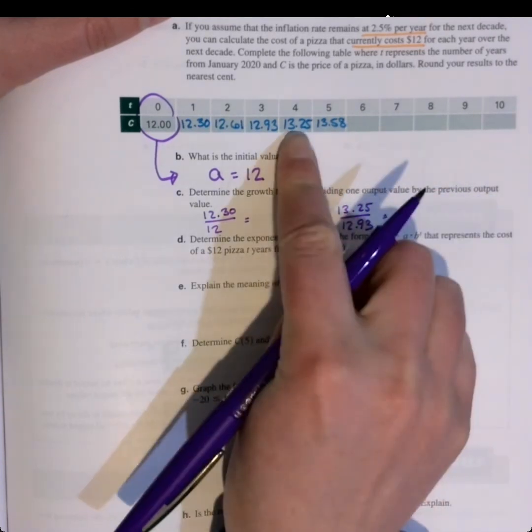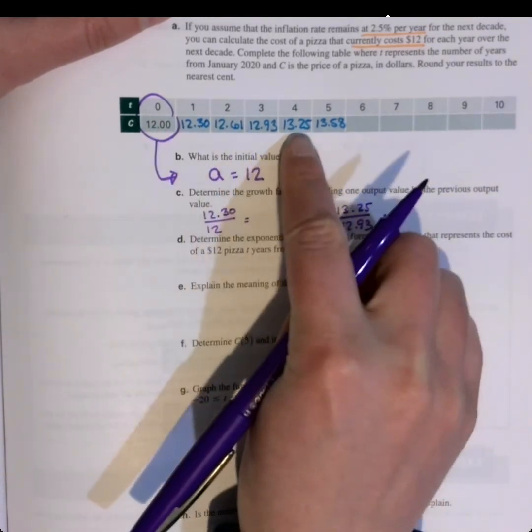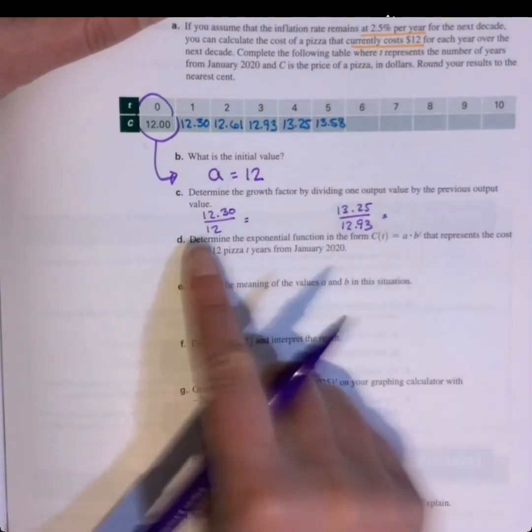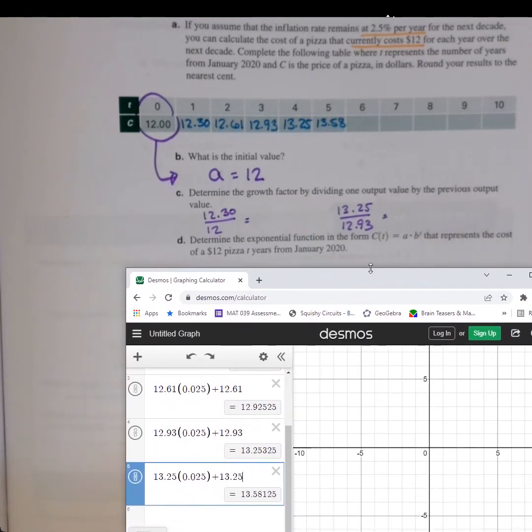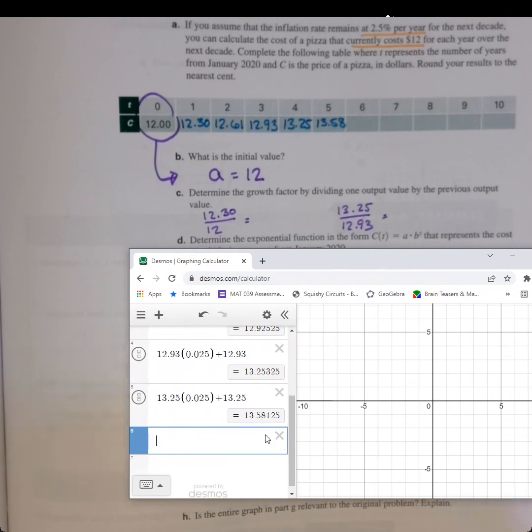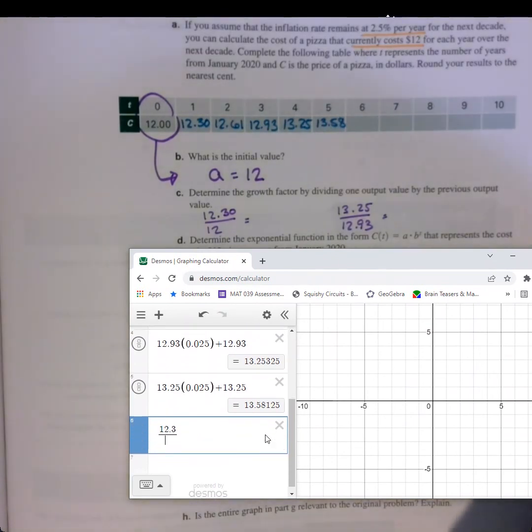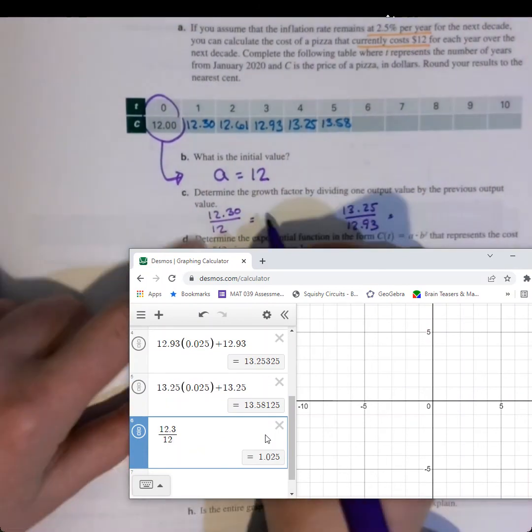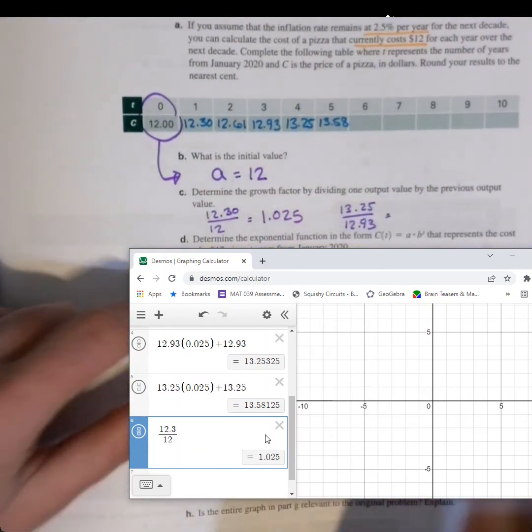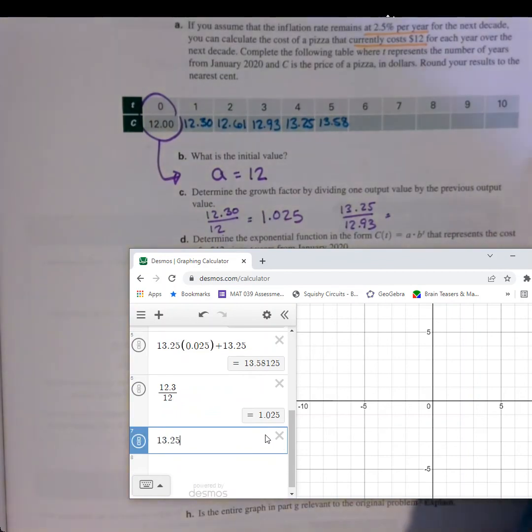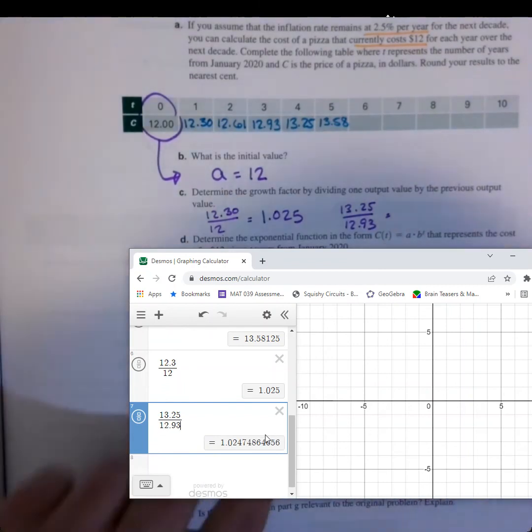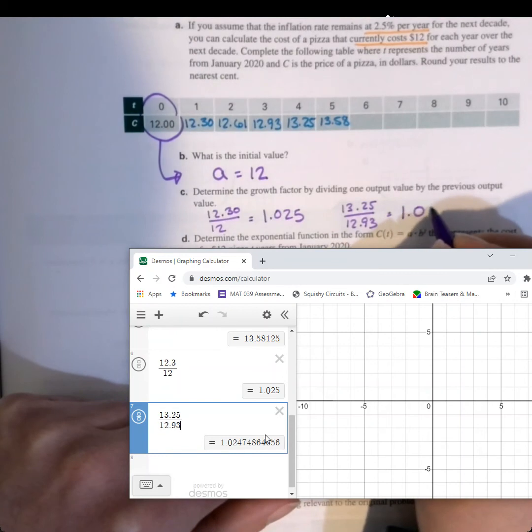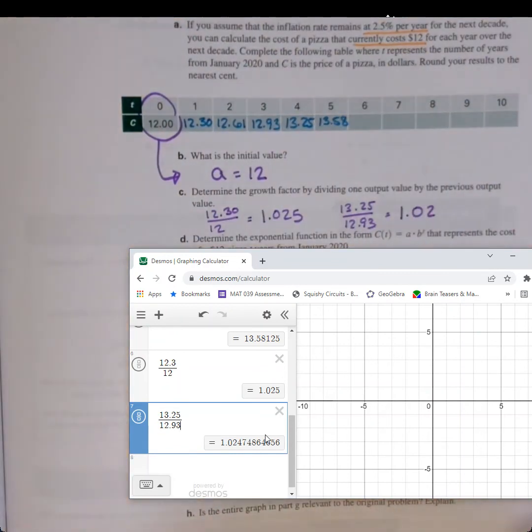So it's just a y2 divided by a y1 wherever we're at. We're dividing the second y by the first y in consecutive pairing. So I'm just going to do 2 of them just to make sure that I get something that's similar from each of my ratios, because the growth factor should be the same thing no matter which 2 I'm looking at. Okay. So in the 12.3 divided by 12 case, I get 1.025. And in the other case, 13.25 divided by 12.93, I get 1.0247.